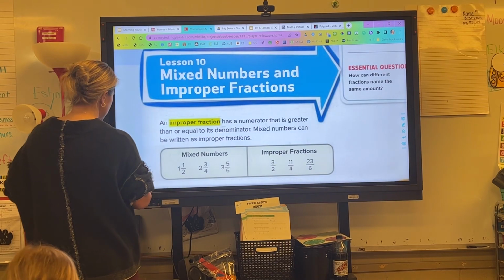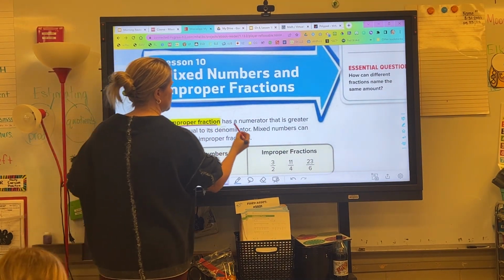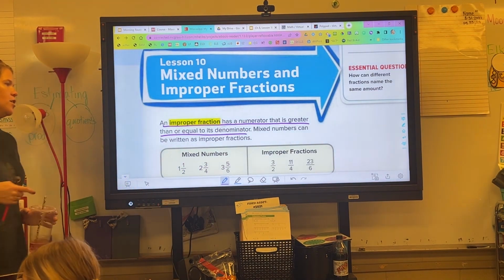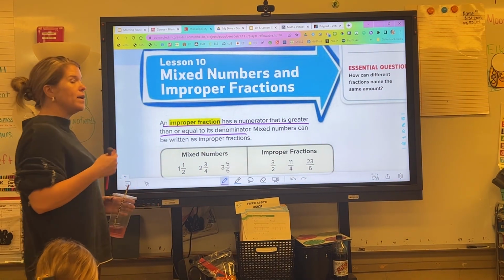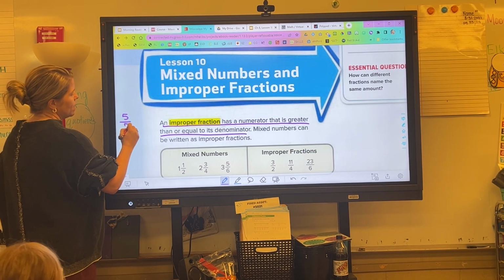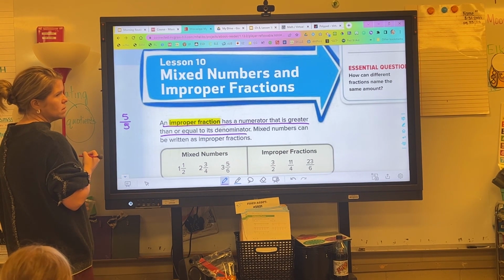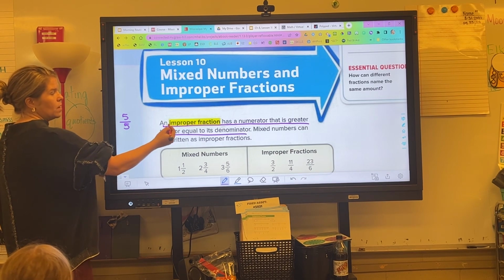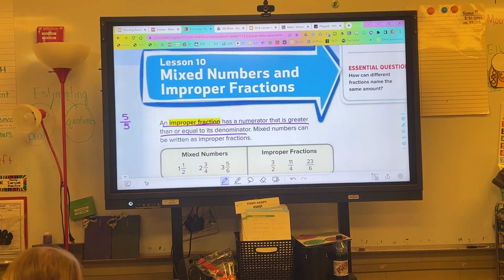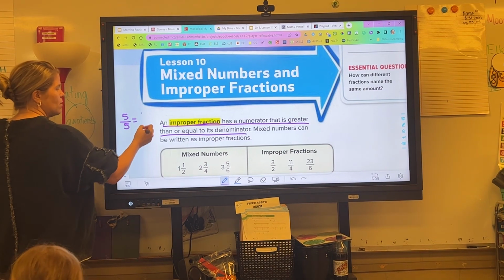Good. All right, so let's underline this first sentence because we need to know that. An improper fraction has a numerator that is greater than or equal to. That means that if I have 5/5, guess what? It is equal to a whole. It's an improper fraction. If it's the same or bigger, then it's considered improper.